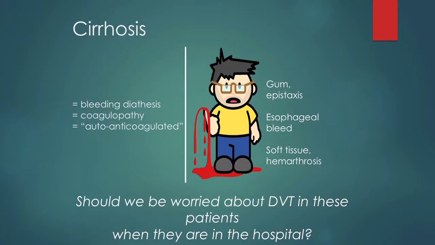So we all know that cirrhotic patients have been told they have a bleeding diathesis, they have a coagulopathy, they're auto-anticoagulated, and there's a lot of reasons why we think that's true. They certainly have small bleeds due to platelet dysfunction, such as gum bleeding and epistaxis. Those are very common. We have the most feared complication, which is esophageal variceal bleed. And then we have other bleeding complications, such as soft tissue bleeds and hemarthrosis.